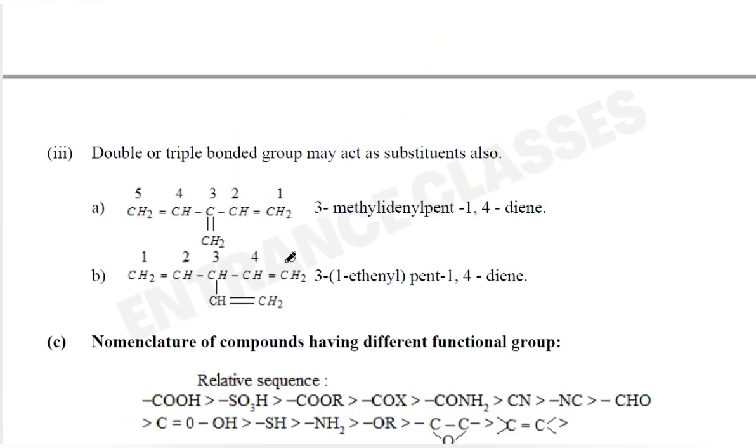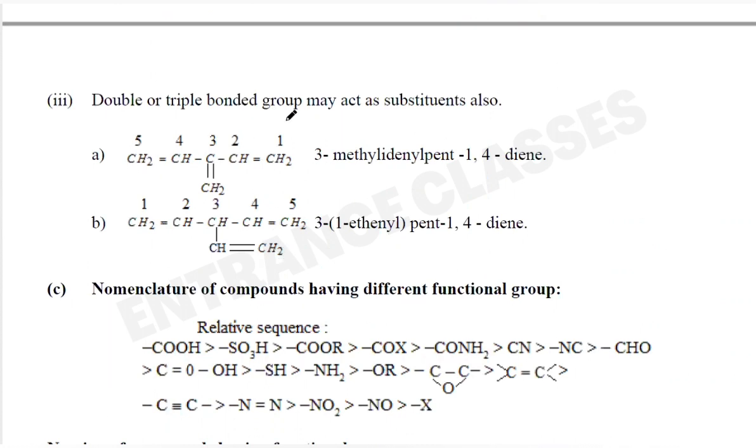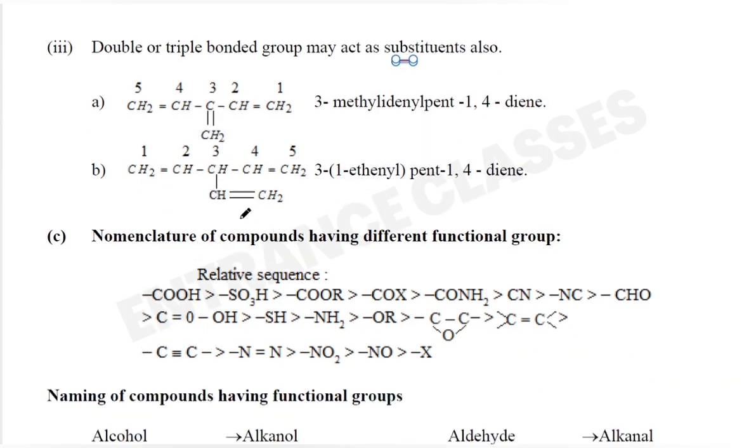Double bond and triple bond groups may act as substituents also. Here it is the double bond. So 1, 2, 3 positions, here also 1, 2, 3, but this is the methylidene, methylidynyl or methenyl. So this is 3-methylidene or simply 3-methenyl, pent-1-diene. This is ethenyl, ethylidene or ethenyl. 3-ethylidene or ethenyl, pent-1-diene.